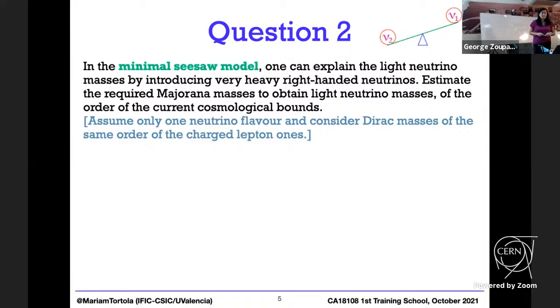So then please, if you can do an estimate of the scale of the masses of the heavy neutrinos we need in order to reproduce the current bounds on the scale of the light neutrinos.